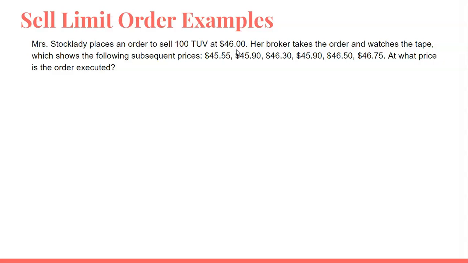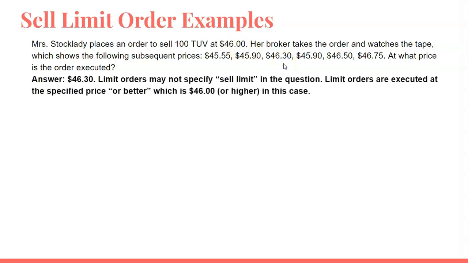Okay, so because it's got to be 46 or better, we know it's got to be 46 or higher because it's a sell, and we want to sell things as high as possible. So we go back down to the prices. We see it goes from 45 to 45.90 and then 46.30. 46.30 is better than 46, and it's definitely gone above 46. So this would be where we execute. So 46.30 is going to be the execution price.